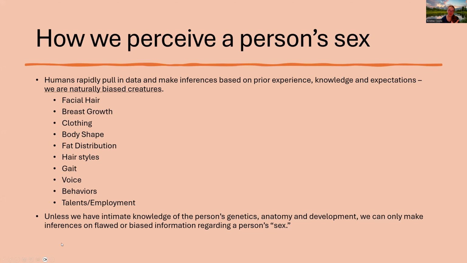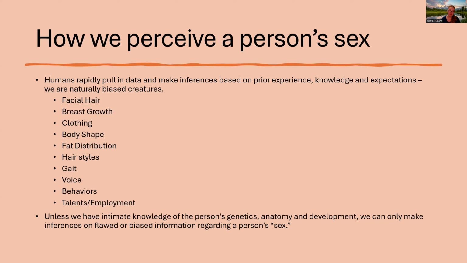So we rapidly pull in this information and we use our prior experience, knowledge, and expectations to make that decision in our brains about who another person is. That's challenging because it's not taking into account what is actually happening internally with that person. When we run into people who we perceive as one sex and we find out that they're different, we run into trouble. We actually have this discordance in our brain about how that works and why that works.